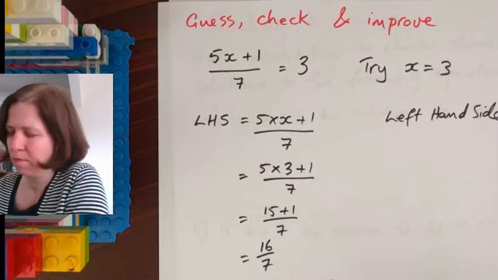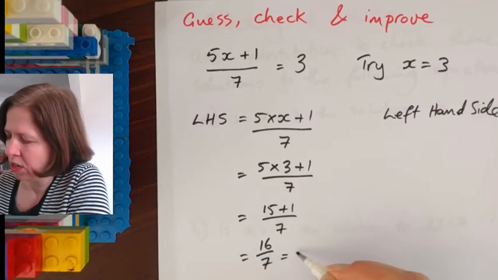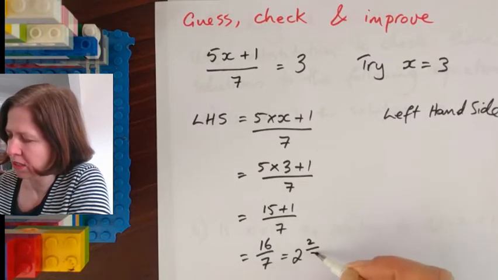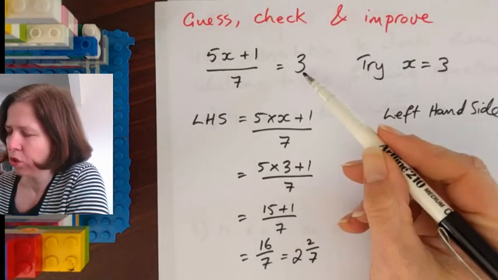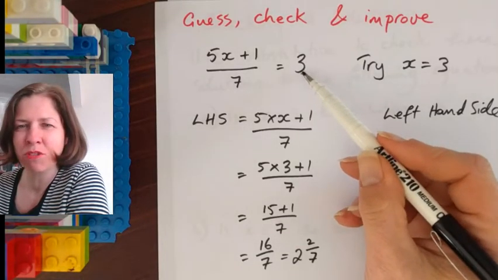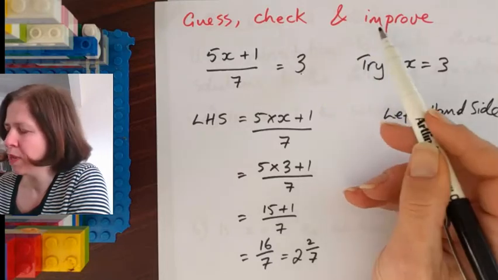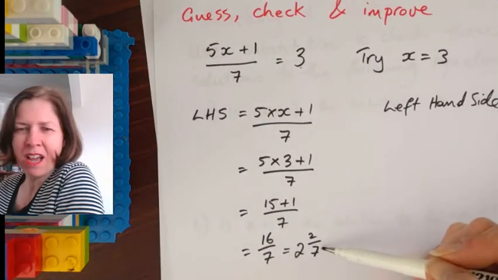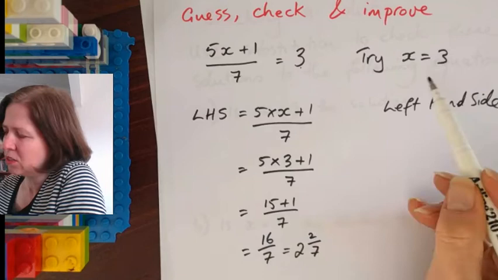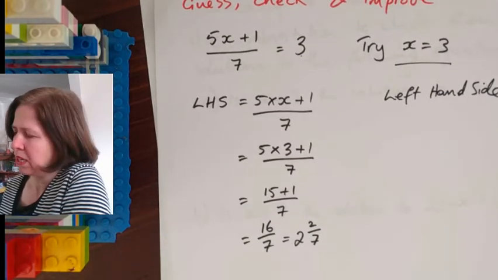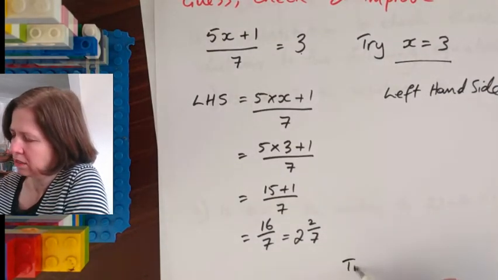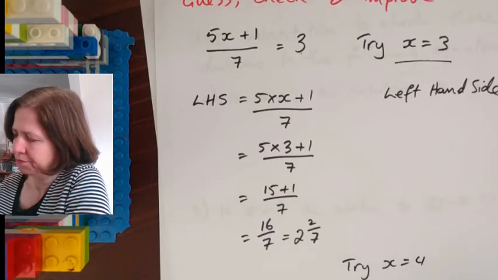That's not even a whole number. But I know that it equals 2 and 2/7. But I don't want 2 and something. I need it to be 3. So the improve bit is where I look at my answer and I think I want it to be a bit bigger. So I'm going to try the next bigger number. Now I'm going to try x equals 4.